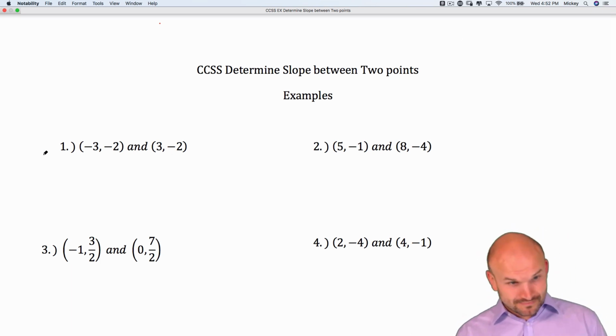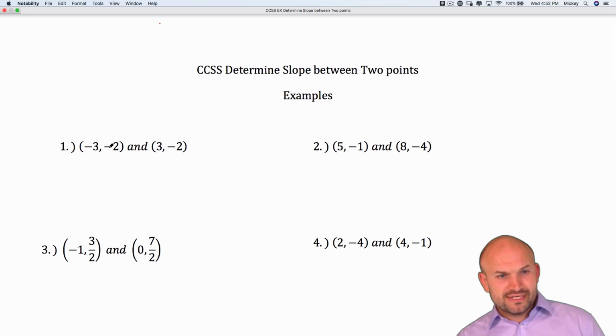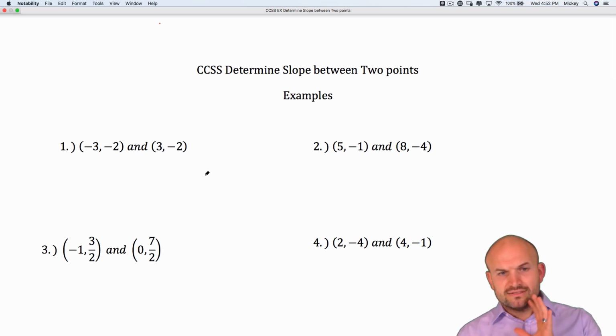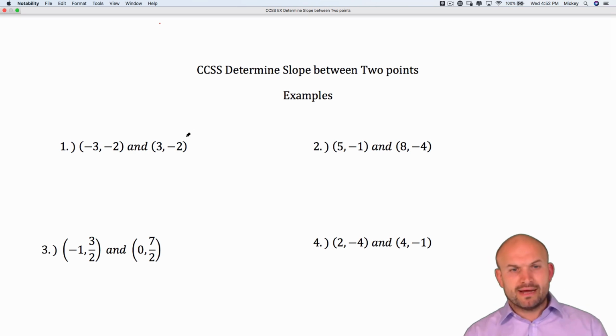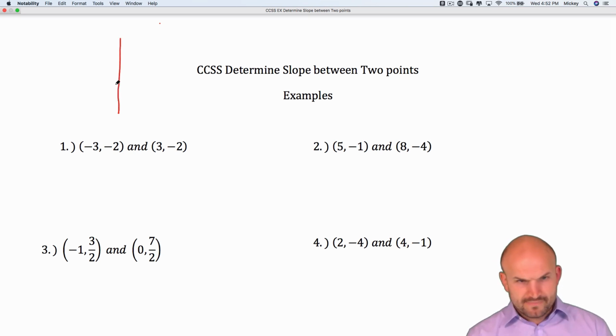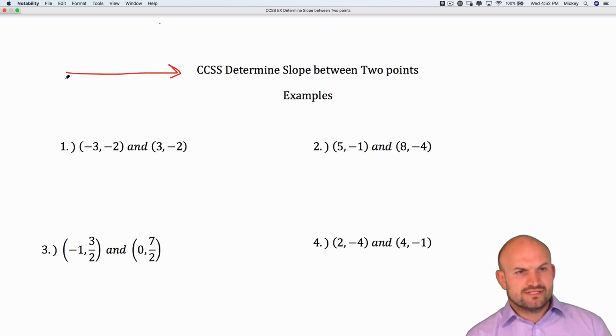So for number one, we have (-3, -2) and (3, -2). But to understand the slope, we basically need to understand, again, what information are we given? Well, we're given coordinate points. And to understand coordinate points, we have to look at the coordinate plane. Actually, let's not do that one. Let's talk about the horizontal number line.